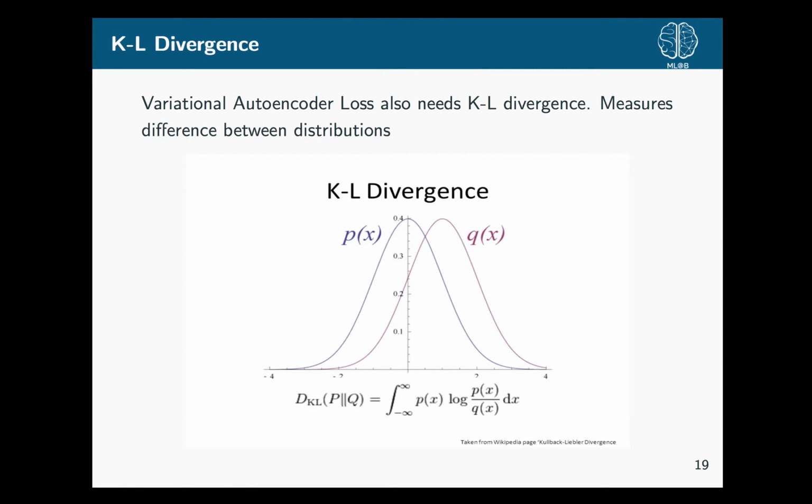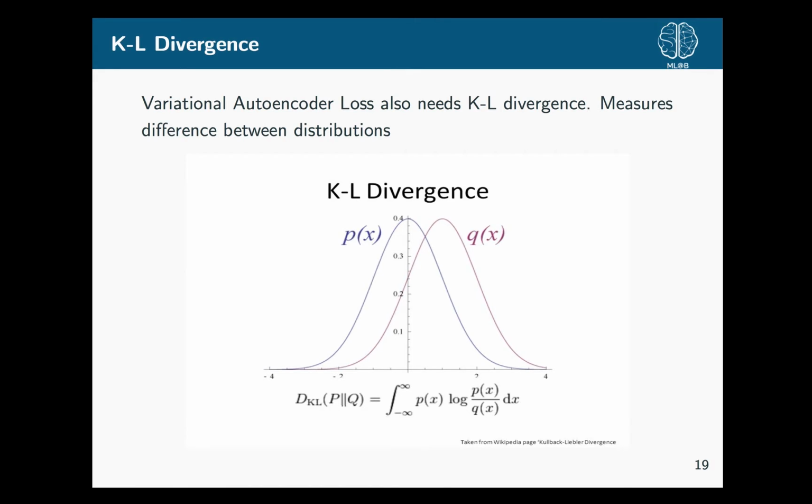If you look at this equation, it's sort of intuitive, right? So you have P of x and Q of x. The divergence is given by the value of P of x multiplied by basically the difference between them, right? So if at every point P of x and Q of x are the same, then you'll get log of 1, which is 0, and the divergence will be 0. So the more different these distributions are across the entire domain, the higher the divergence will be. So you penalize this.